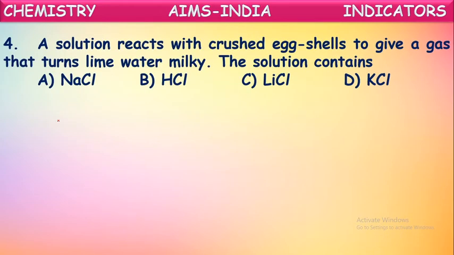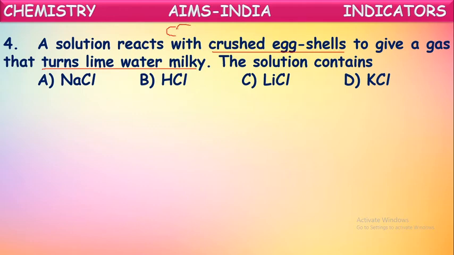A solution reacts with crushed eggshells to give a gas that turns lime water milky. Then the solution contains? What have they done here? They have taken crushed eggshells and made them react with a solution. Then a colorless gas is produced, and the gas turned the lime water milky. We know which gas turns lime water milky.